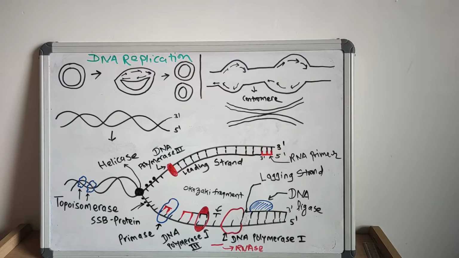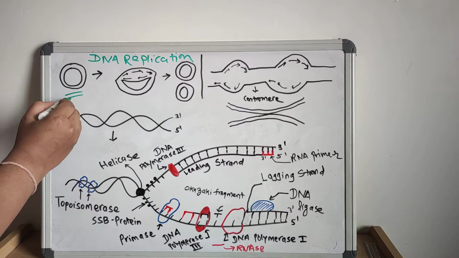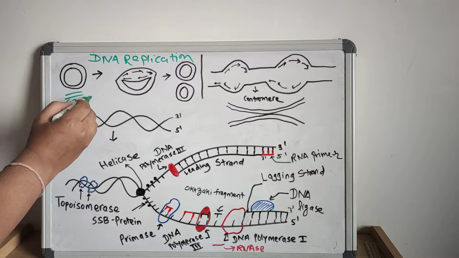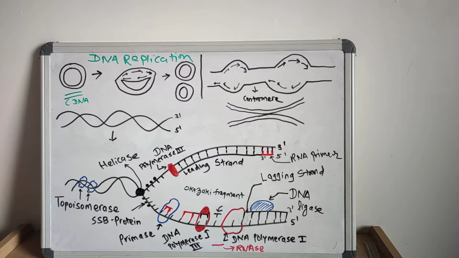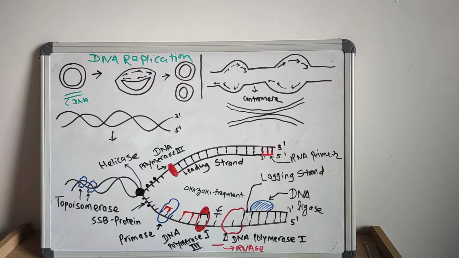As you can see here in the picture, the bacterial chromosome is a closed, double-stranded circular DNA molecule having a single origin of replication. The bacterial DNA has only a single origin of replication.